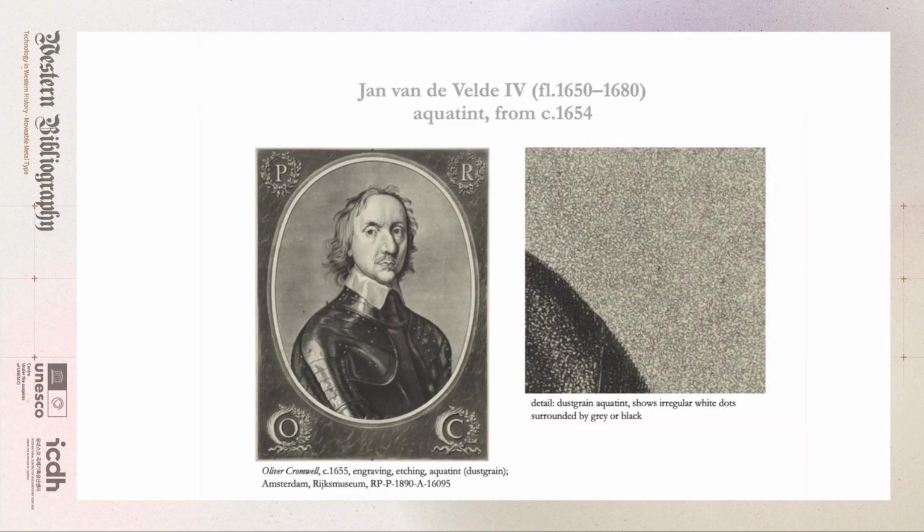The aquatint technique was invented in Holland in the 1650s by the silversmith Jan van der Velde. It disappeared again after his death and was reinvented in France in the 1780s. It has been in use ever since, and over a dozen varieties of the process have been developed.